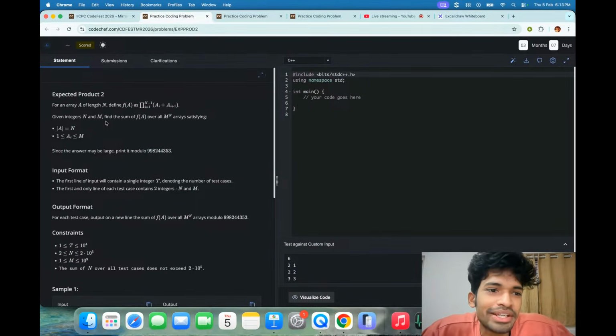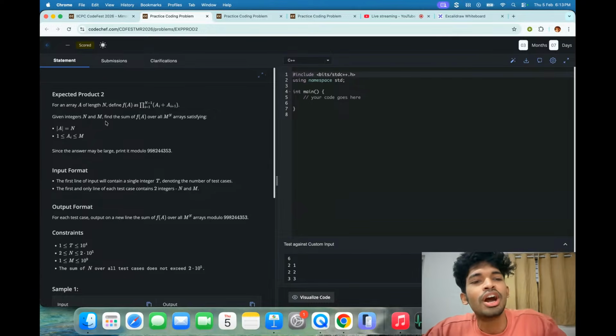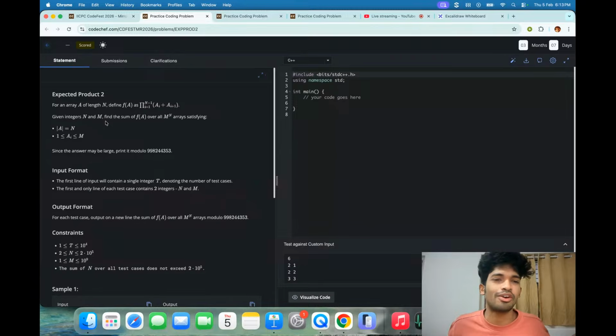So now we are here. Expected product. For an array A of length n, define f of A as the product of (a1 plus a2) times (a2 plus a3) and so on up to n minus 1. Given integers n and m, find the sum of f of A over all m to the power n arrays satisfying length equals n and values between 1 and m. So it's like a combinatorics problem, I guess. You have to count something, or summation, or in a way they are the same things. Not exactly, but maybe you have to compute something over all possible subarrays. Maybe I'm overcomplicating it. Maybe we'll do it one after the other.